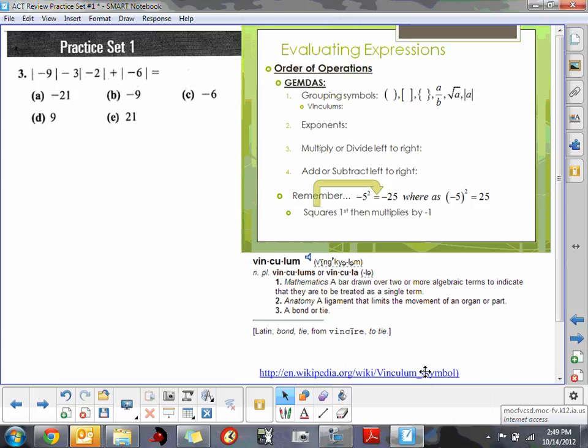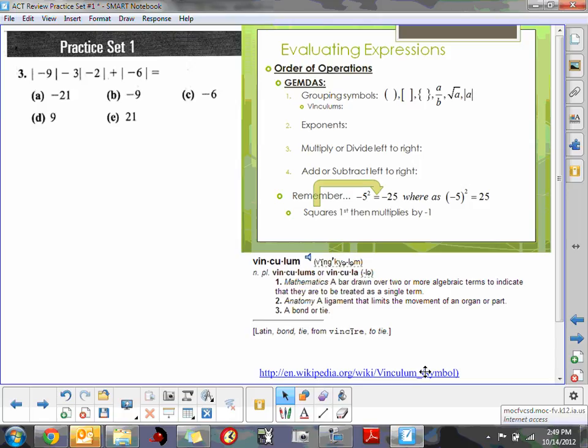Question number 3 in practice set 1 deals with our ability to evaluate expressions. In particular, pay attention to order of operations, and it has a special detail with absolute value signs in them. Order of operations, I like to name it GEMDAS rather than PEMDAS because G stands for a series of grouping symbols, of which I've listed a bunch of them.